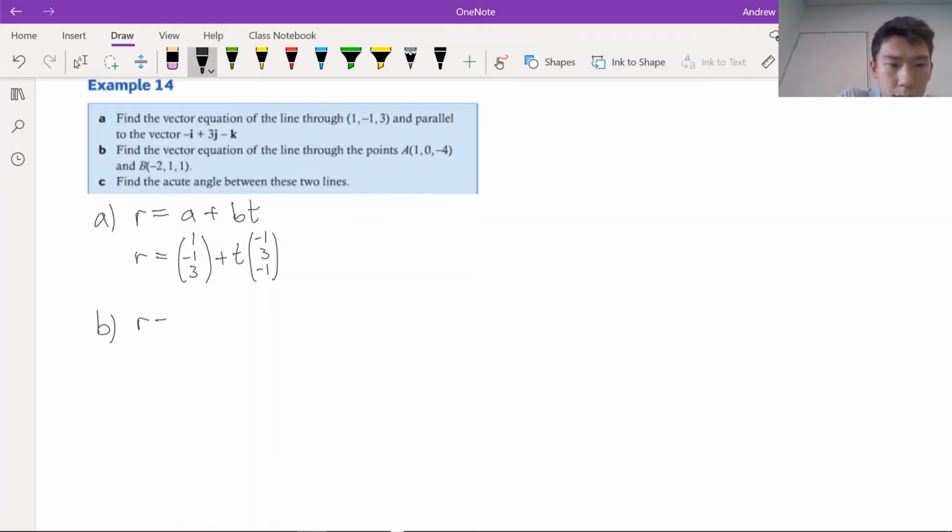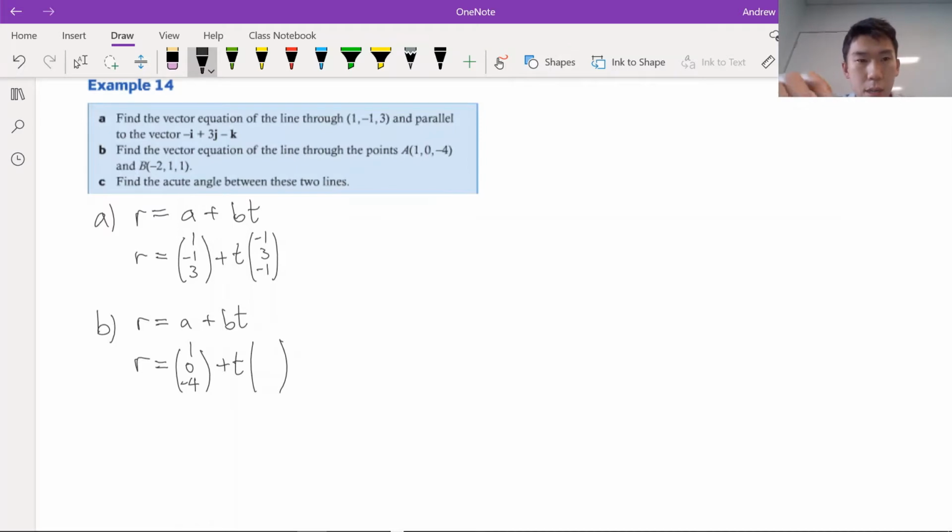So we want r = a + bt. So a is the position vector of a point on this line. We have two, so let's just use A. (1, 0, -4) plus, now let's put the parameter before the vector. Now let's find this vector. So remember that b in the equation is the direction vector. So it's basically a vector that's parallel to the line whose equation we're trying to find.